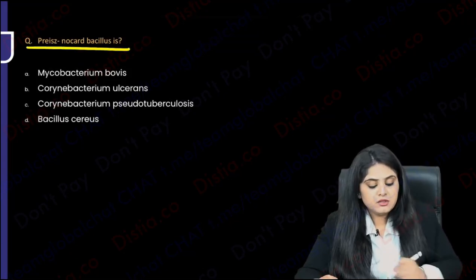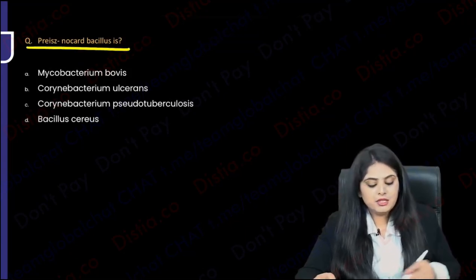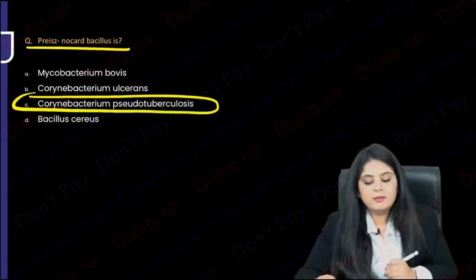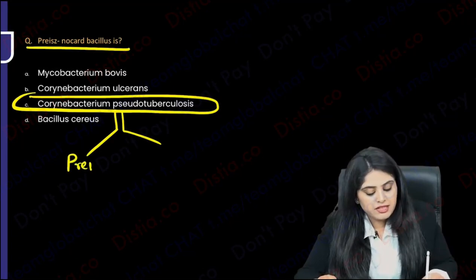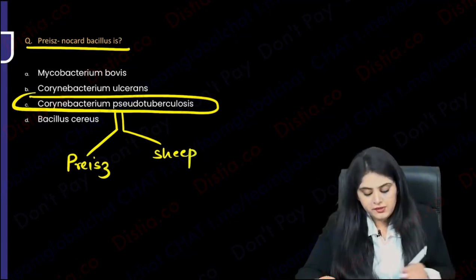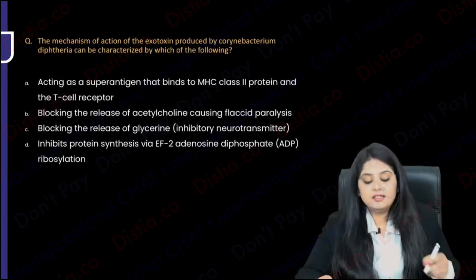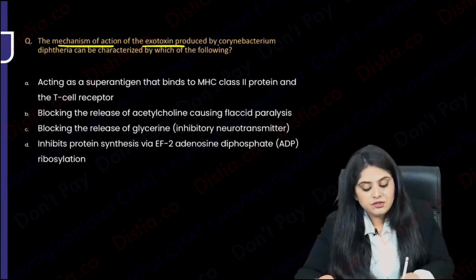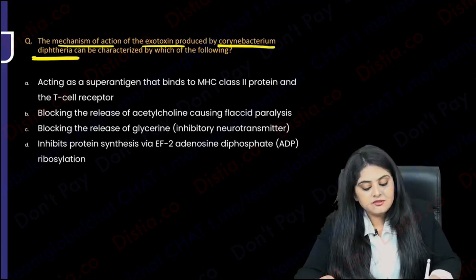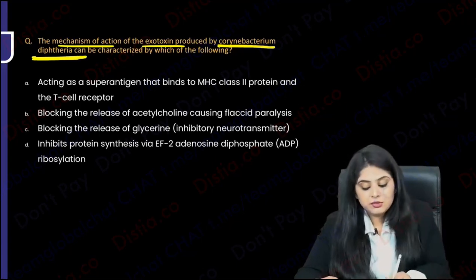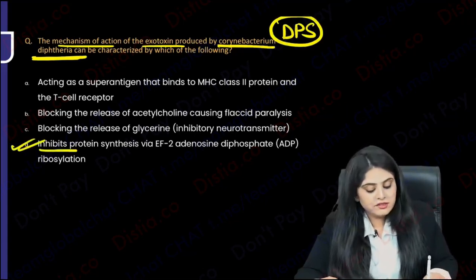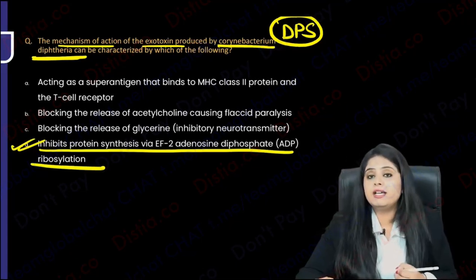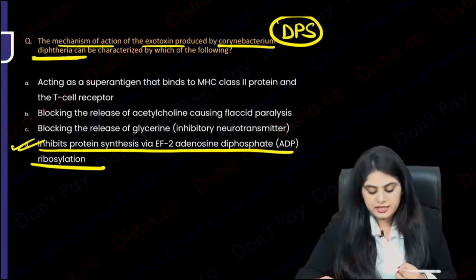Which of these is Preisz-Nocard bacillus? I gave you a mnemonic. First tell me, Preisz-Nocard bacillus, Corynebacterium pseudotuberculosis. I said take the P, take the S. P for Preisz-Nocard bacillus and S is going to be for involvement of the sheep. Coming to the next: the mechanism of action of the exotoxin produced by Corynebacterium diphtheriae. What does it do? Ma'am, this was coming under decreasing protein synthesis. How does it decrease the protein synthesis? By acting on EF2 by ADP ribosylation.